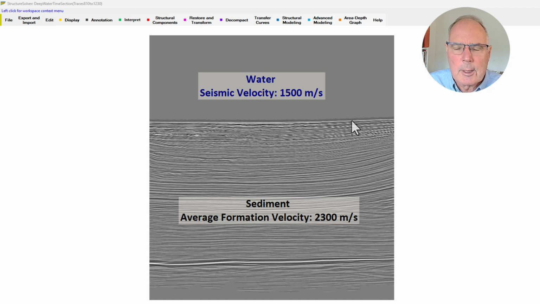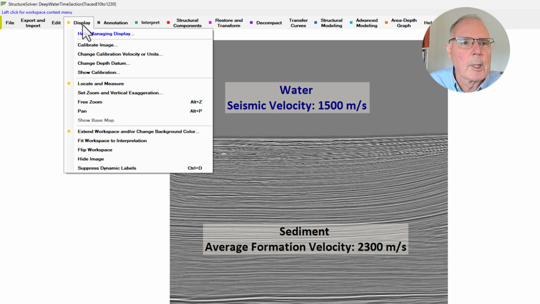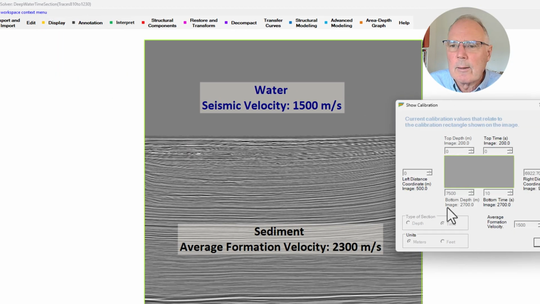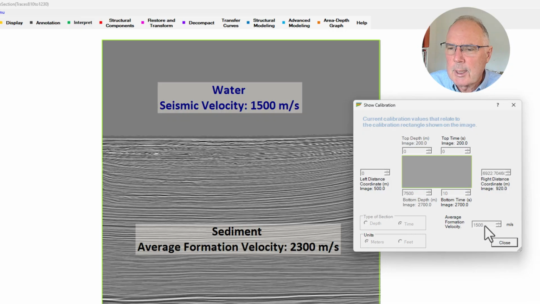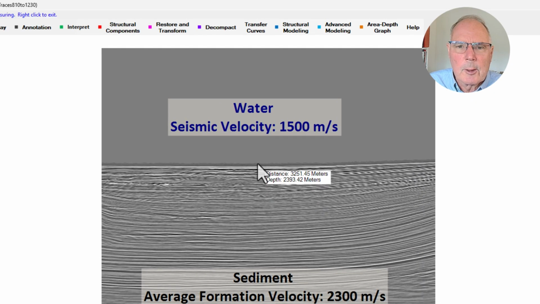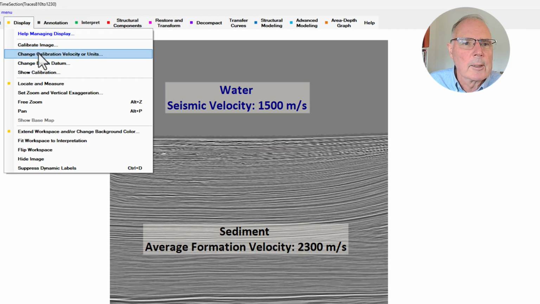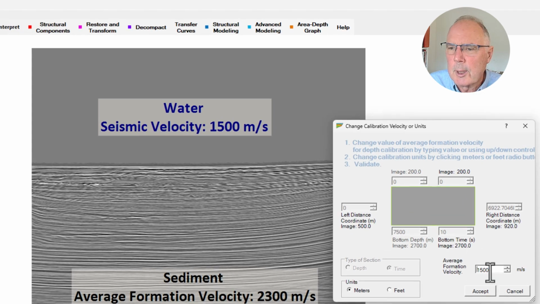So what we do in this particular situation is we initially calibrate with a velocity of 1,500 meters per second. In this case, we've done this during the initial SegY import. That allows us then to determine the water depth. In this case, it's about 2,450 meters. We can then change the velocity to 2,300 meters per second.